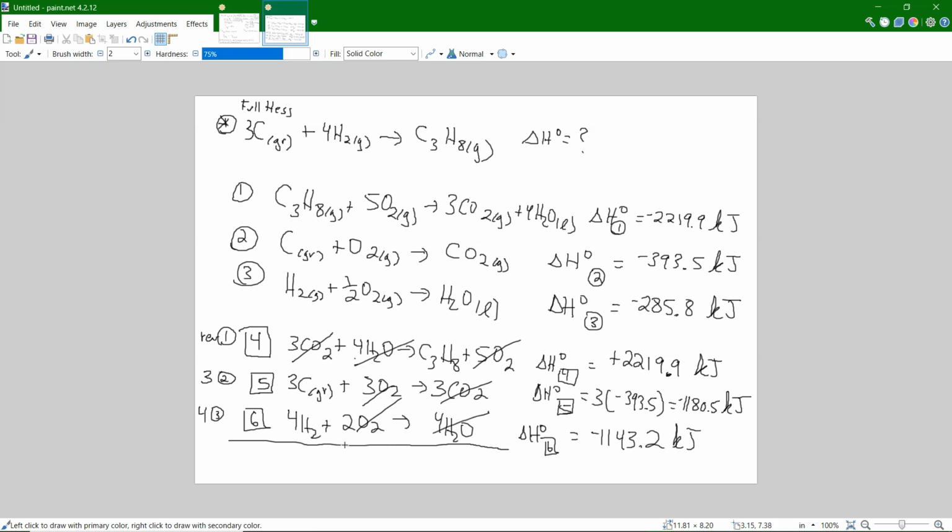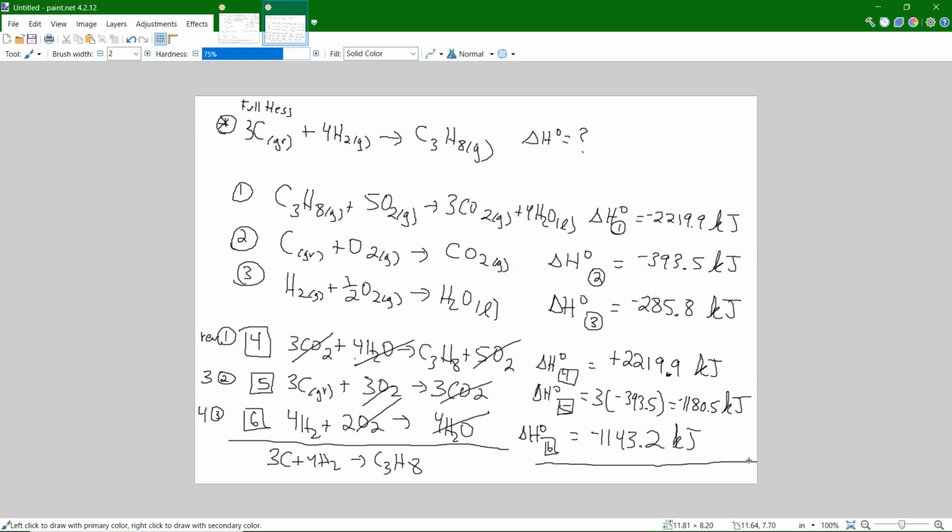4 on the left, 4 on the right. So I get 3 carbon graphite plus 4H2 goes to C3H8. So I have manipulated as much or little as needed to get the target equation from the given equations 1, 2, and 3. And to get the answer, I just add up the delta H naught 4, delta H naught 5, and delta H naught 6.